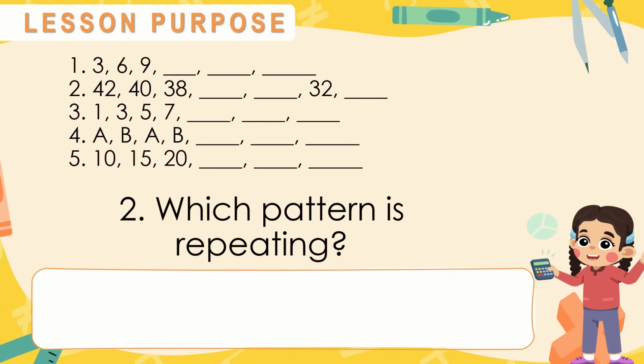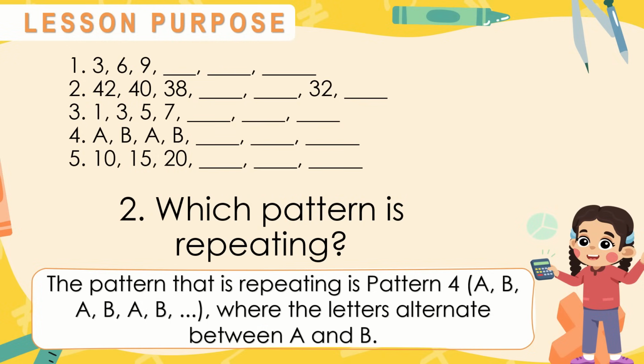Number 2, which pattern is repeating? You're right. The pattern that is repeating is pattern 4, AB, AB, AB, where the letters alternate between A and B.